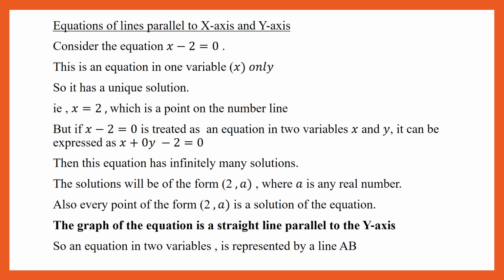In general, we can say (2, a) is the solution of the linear equation in two variables where a is any real number. We can say every point of the form (2, a) is a solution of the equation. So, the graph of the equation is a straight line which will be parallel to the y-axis.